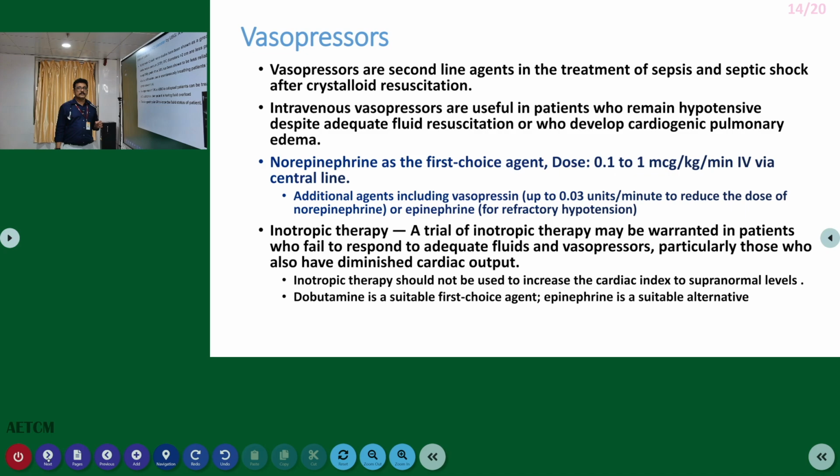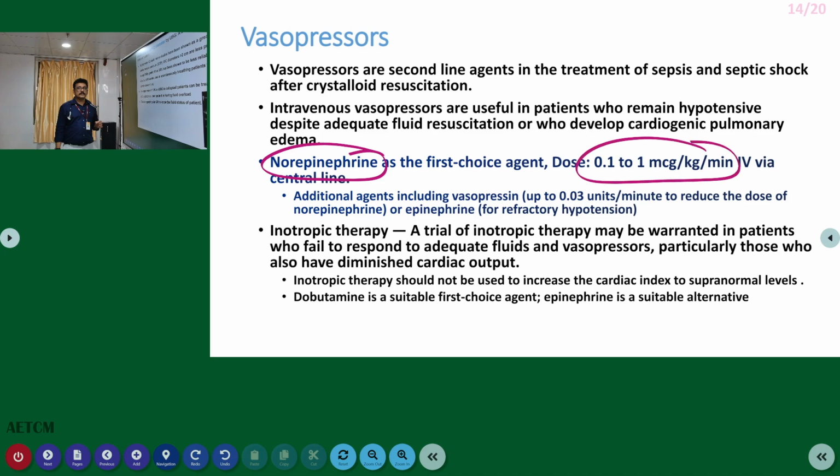Now, vasopressors. After starting the initial fluid, either 20 ml per kg, that is a restrictive strategy, or 30 ml per kg, that is a liberal strategy, depending on the clinical scenario, we can start. If the patient does not improve with your initial fluid resuscitation, then you have to go for norepinephrine or noradrenaline at a dose of 0.1 to 1 microgram per kg per minute IV infusion.